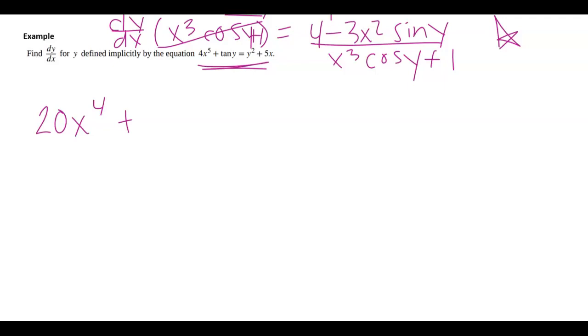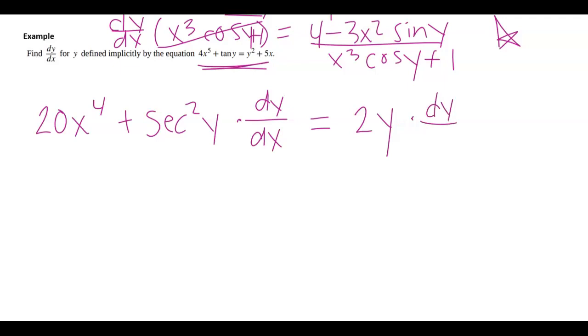The derivative of tangent of y is secant squared of y times, I need to take the derivative of that y function with respect to x. The derivative of y squared, I'm going to take the derivative just like I would as if it was an x. So I'm going to say is 2y. And then I need to take the derivative of y with respect to x. And then the derivative of 5x is just 5.